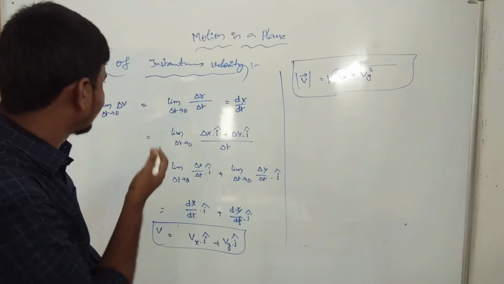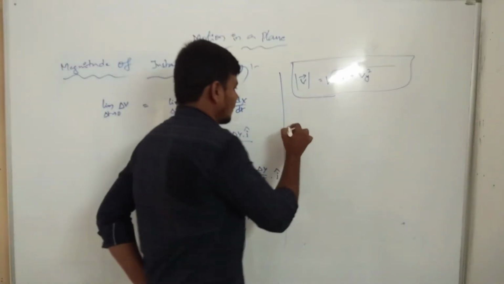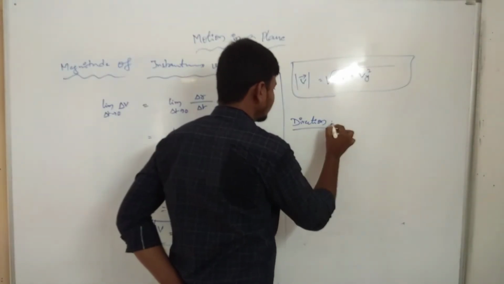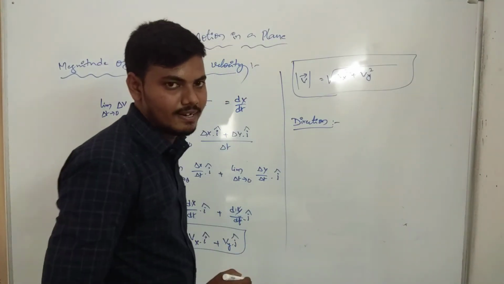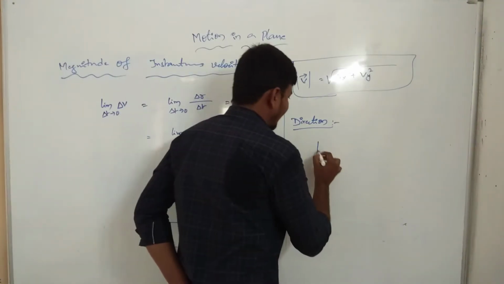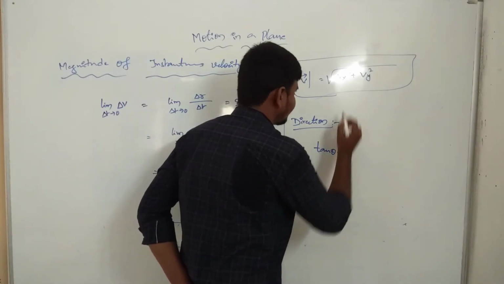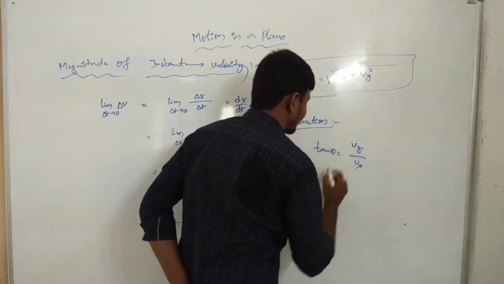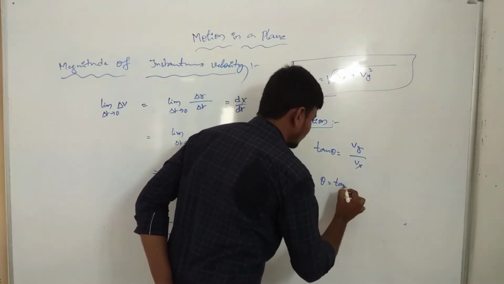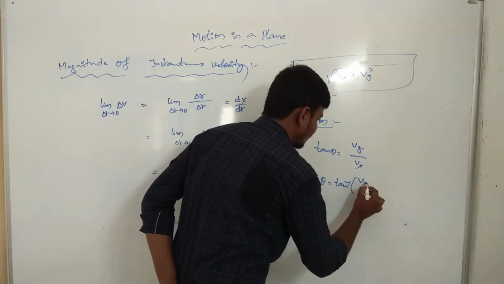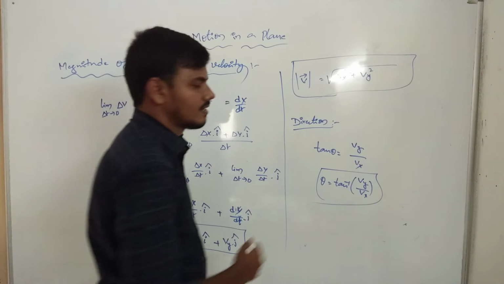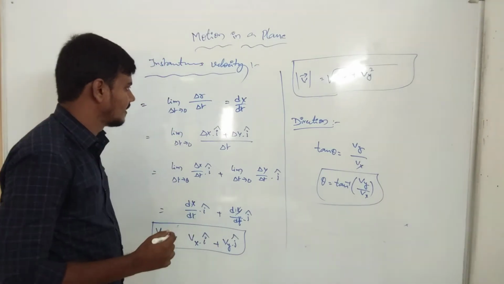The direction of which one? Instantaneous velocity. Now the direction of velocity: tan theta is equal to the velocity along the y-axis by the velocity along the x-axis. Now theta is equal to tan inverse of vy by vx. This is the direction. Clear?